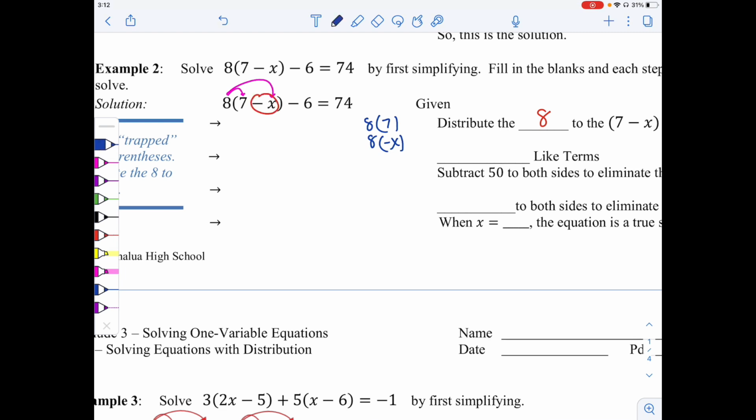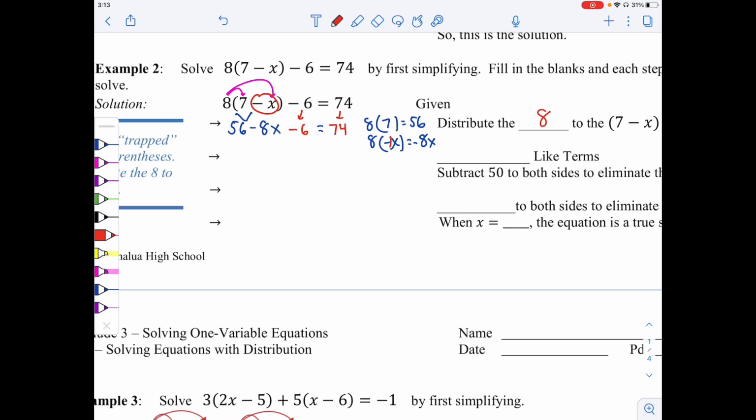We're distributing. So 8 times 7 is 56. 8 times negative x, remember this is negative 1, so 8 times negative 1 is negative 8, and you have an x there. So we have 56 minus 8x. So this becomes 56 minus 8x. And then we just bring down everything we have: minus 6, an equal sign, and we bring down 74.